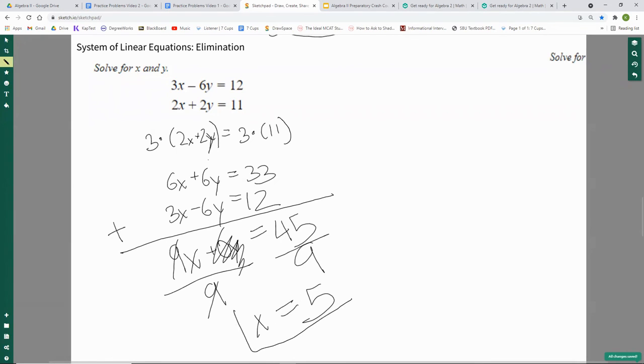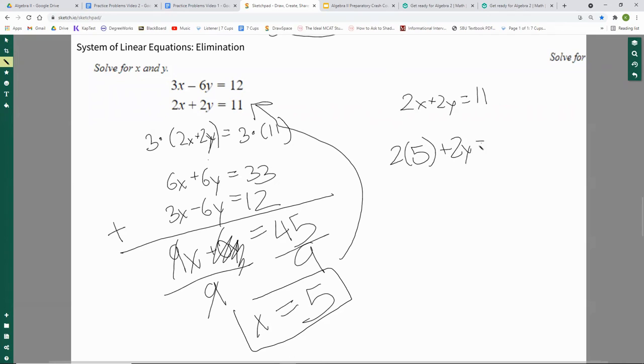So we found what x equals. Now the next part is to find out what y equals. Well, we can do something like what we did earlier: substitution. We can substitute this x equals 5 into this equation or this equation, either or. I might just pick this bottom one, 2x plus 2y equals 11. We can replace this x with a 5, plus 2y equals 11. This becomes a 10.